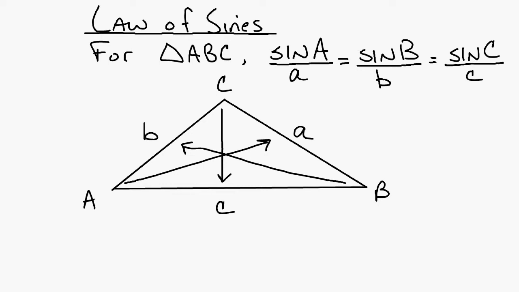The sine of angle A divided by the length of side A is equal to the sine of angle B divided by the length of side B. And the sine of angle C divided by the length of side C. Okay? So you're going to use these proportions to solve for missing sides in a triangle.